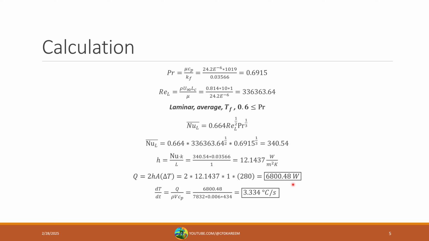Then we're asked to calculate the change in temperature over time, or how fast the temperature is decaying over time. To do that, we're going to use this equation. dT over dt is going to be equal to Q, the heat transfer rate that we just calculated, over rho times V times Cp, where V is the volume of the plate. So this is actually going to be the heat stored in our plate. When we take those values, we're going to get an approximate cooling rate of 3.334 degrees Celsius per second.